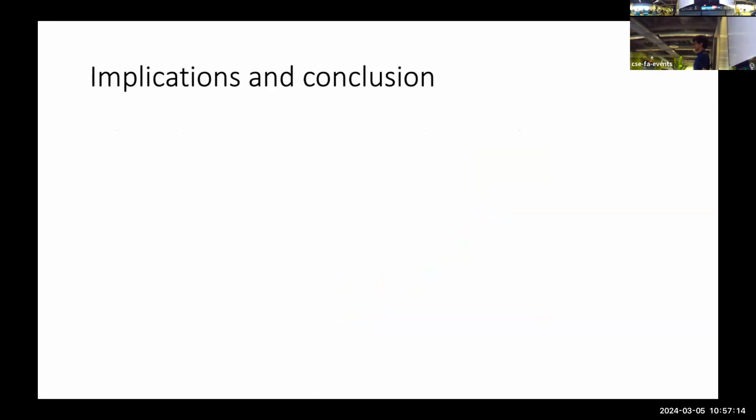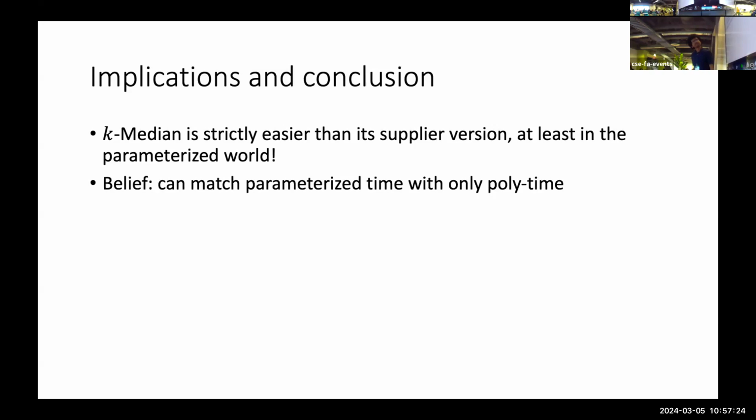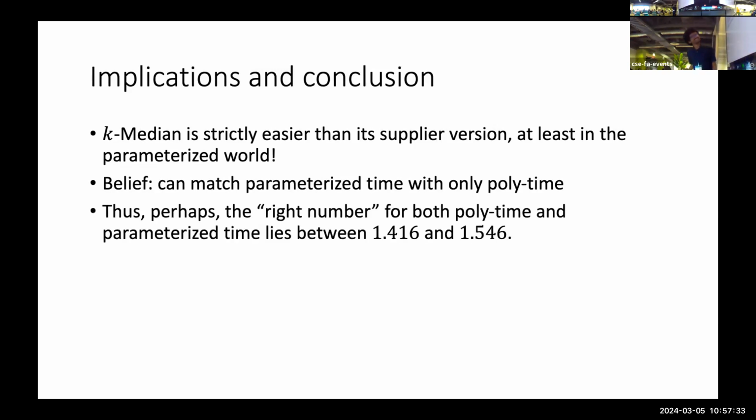And okay, what are the implications and conclusion? We showed that there is a strict separation between the supplier version and the non-supplier version of k-median, at least in the parameterized world. And this is a belief: we can match parameterized time with only poly time. Okay, not everybody believes this. But if that's true, then the right number for k-median, the regular version, is going to be between 1.4 and 1.5, something like that.